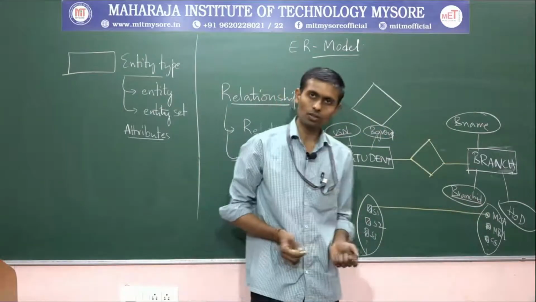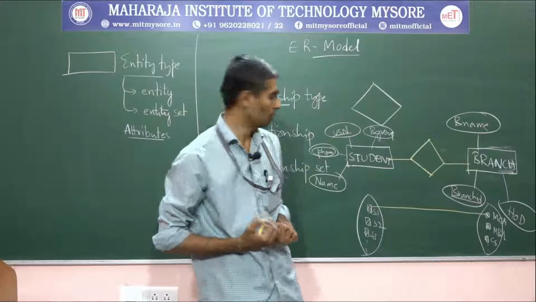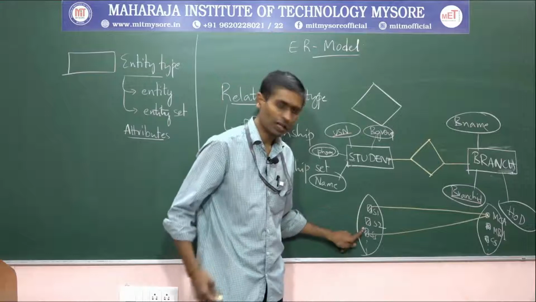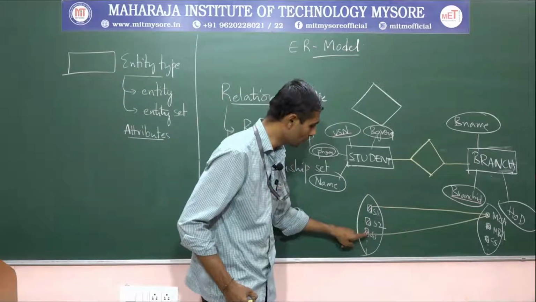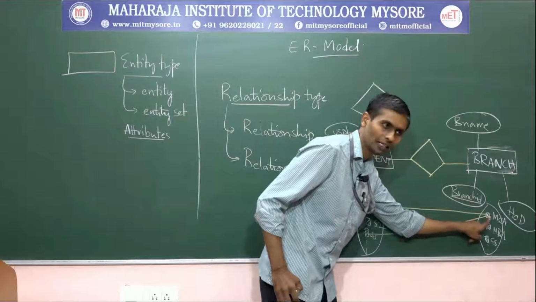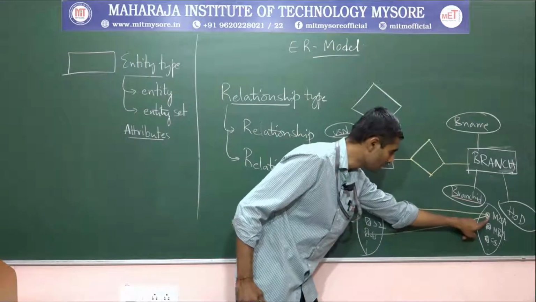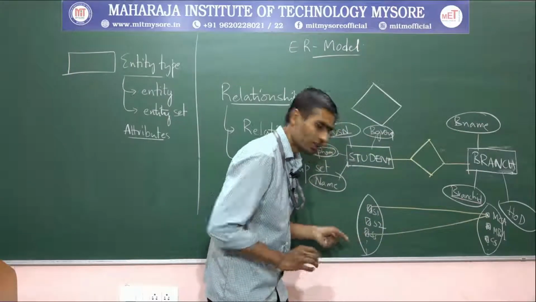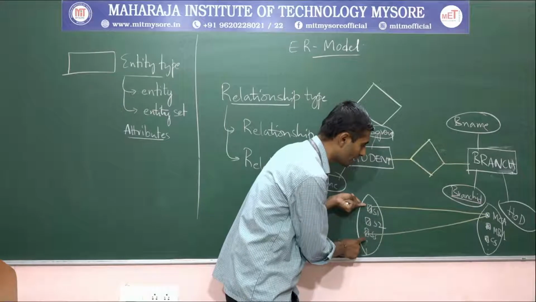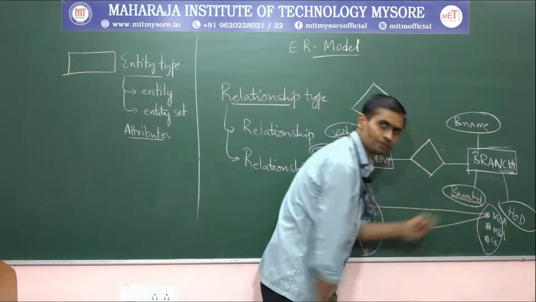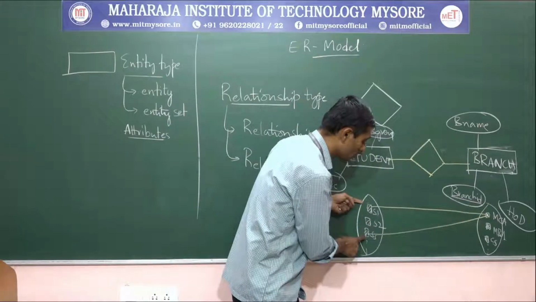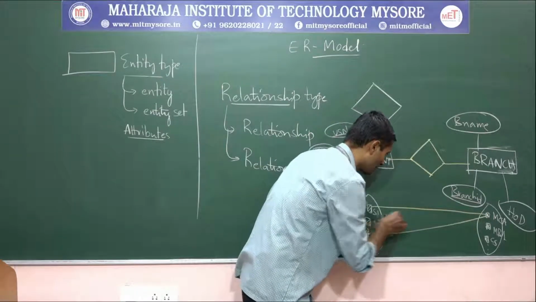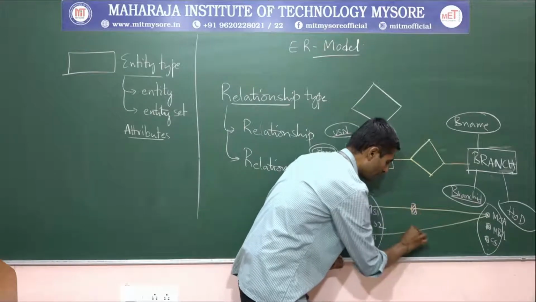Is it that only S1, Rakesh, is a student present in MCA? No, there is a possibility that Raghu also might belong to this MCA. So for that, I'll draw a line connected to this same instance. That means in the same MCA department, there are two students. If two students are studying, then we'll connect these two student instances to this MCA. So automatically here it creates one relationship instance.